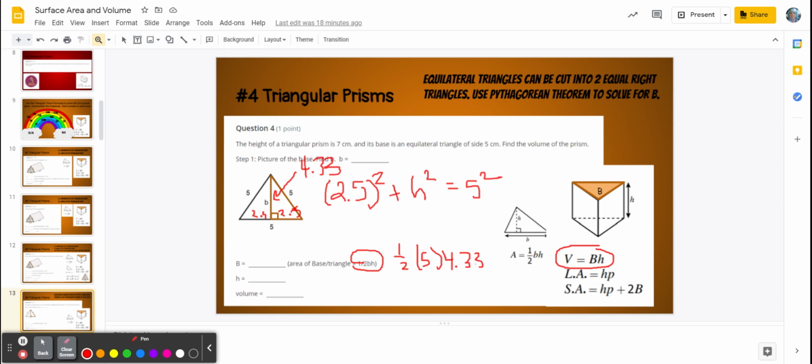Wait, how do you find the base? The formula's on... The base is one. That's it. The area is 1/2 base times height. That's the base. So you have to use the Pythagorean theorem, a squared plus b squared equals c squared, in order to find the height of the triangle.